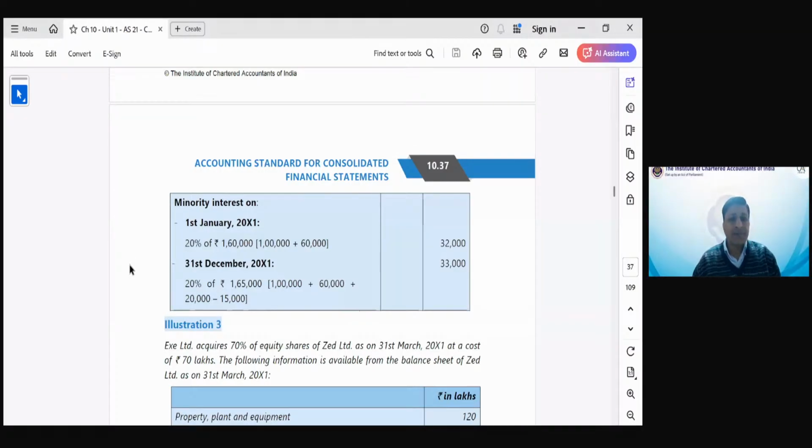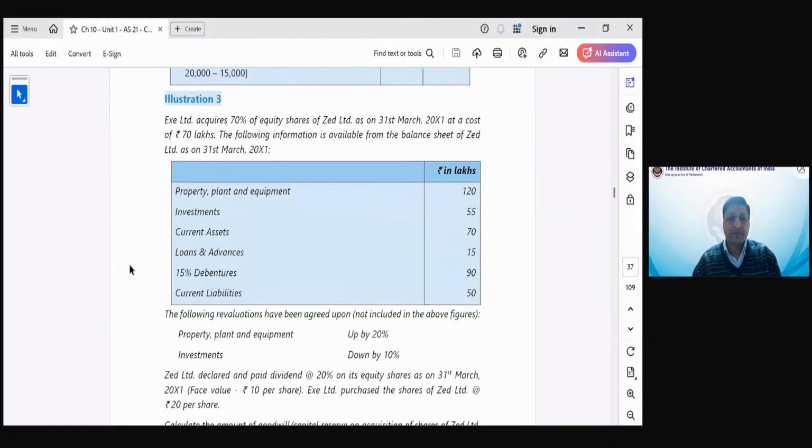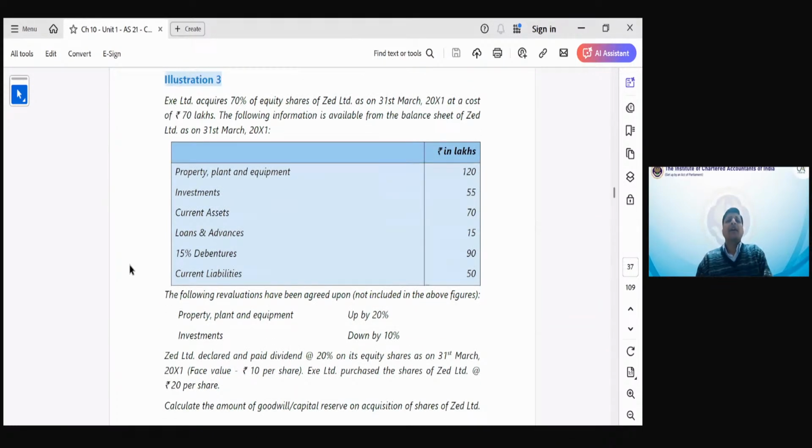Okay, so this is question 3. X Limited acquires 70% of equity shares of Z Limited as on 31st March X1 at a cost of 70 lakhs. The following information is available from the balance sheet of Z Limited as on 31st March X1. So on the date of acquisition, some information around the subsidiary is available. Of course, Z is the subsidiary and X is the holding company.